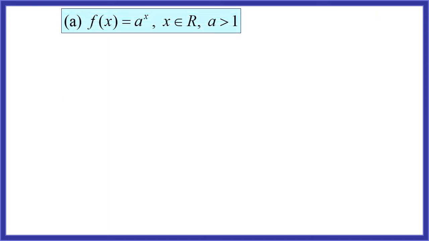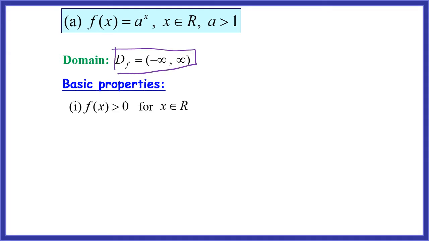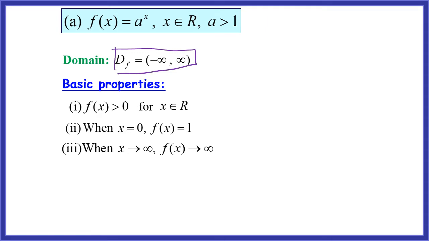Let's say for f(x) equals a to the power of x, where x is a real number and a must be more than 1, the domain is always negative infinity to infinity. Then the basic properties: f(x) is always more than 0 for x a real number. When x equals 0, f(x) equals a to the power of 0, which equals 1, so it will have a y-intercept at 1.